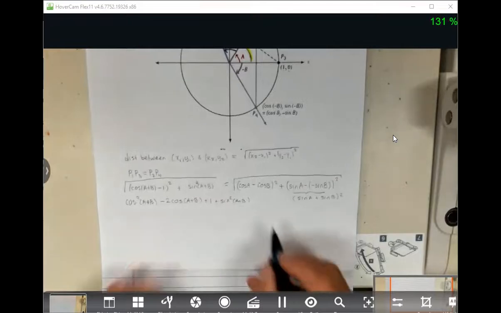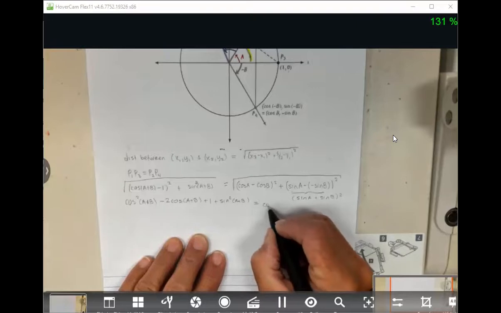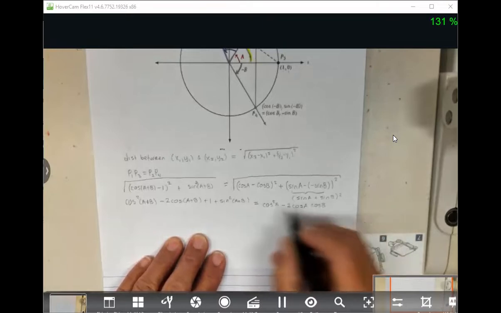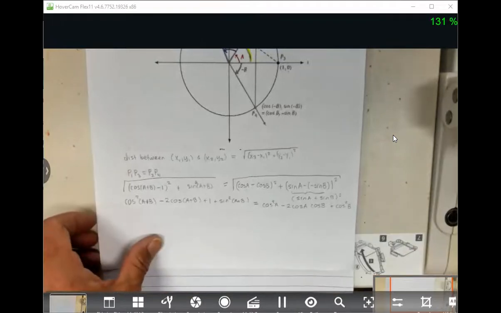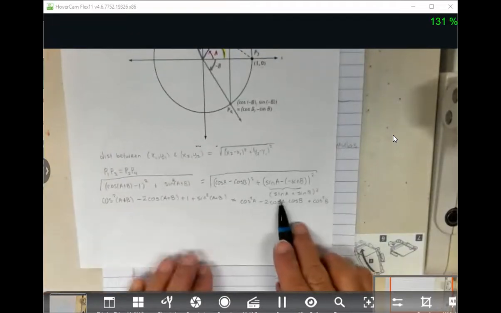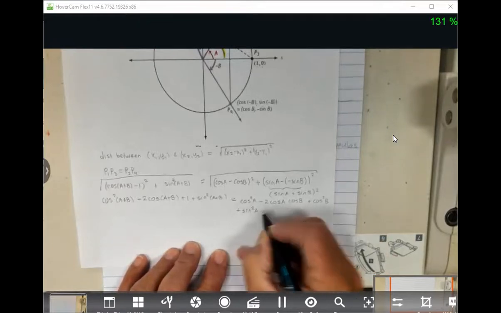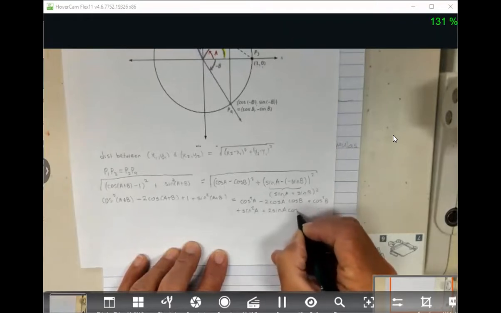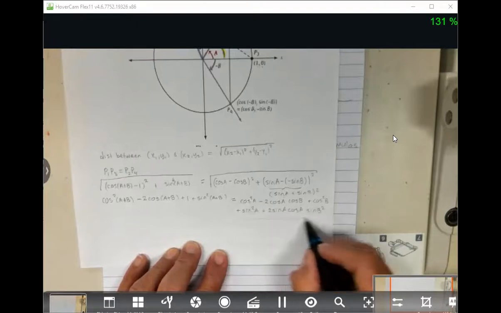Now I'm going to go across to the other side, and I'm going to do the squaring over there. Cosine of A minus the cosine of B squared will give me cosine squared of A, twice the product, so minus 2 cosine of A, cosine of B, plus the last term squared, cosine squared of B. And now I'm going to square this, and I'm going to get something very similar. I'm going to get a sine squared of A, twice the product, so twice sine A cosine A, plus the sine of B squared. So this is all one side right here.